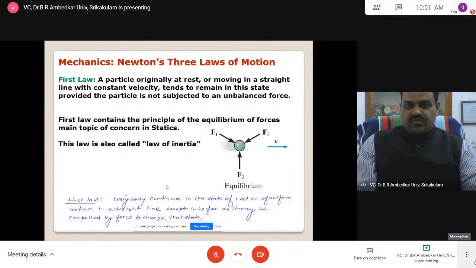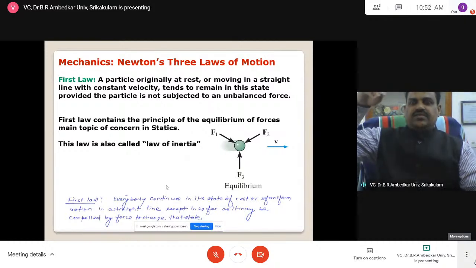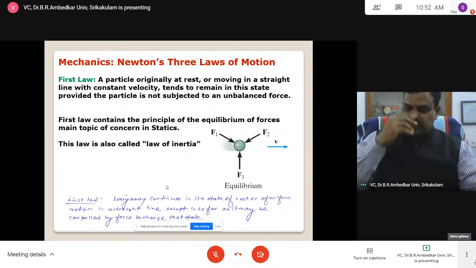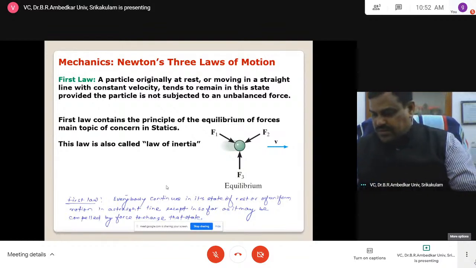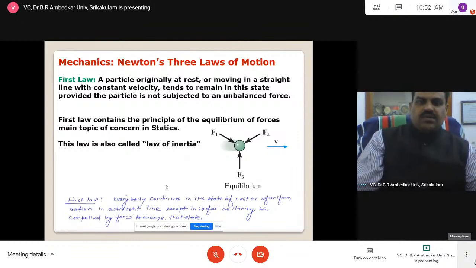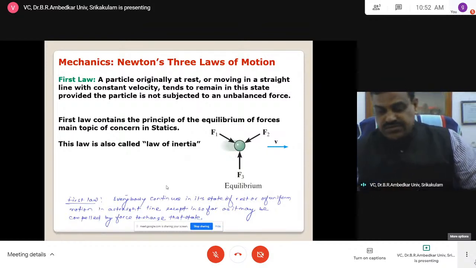Suppose I give a small example. A cylinder I am keeping on a plane surface. It is at rest. If you release the cylinder on an inclined plane, it is rolling. It is sliding. The body is on the inclined plane. So this is what is called Newton's law of motion.